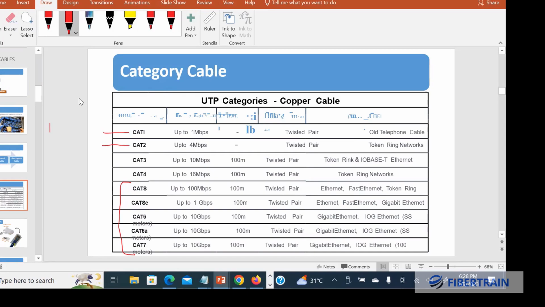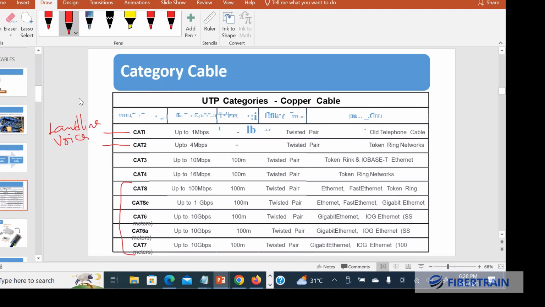So think of all those landlines, the land phones. Yes. Those land phones make use of Cat 1 and Cat 2 cables. So this is purely for voice technology. Cat 3 cable is used in data.